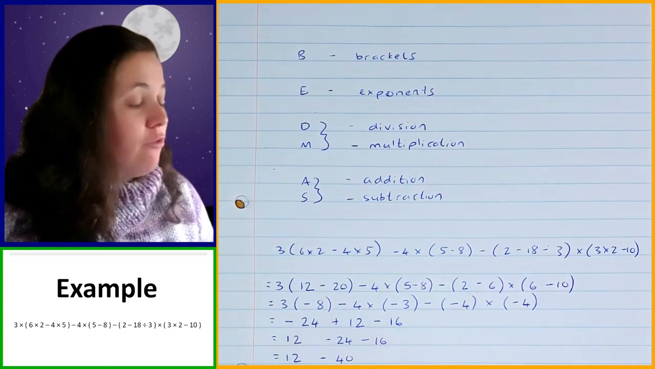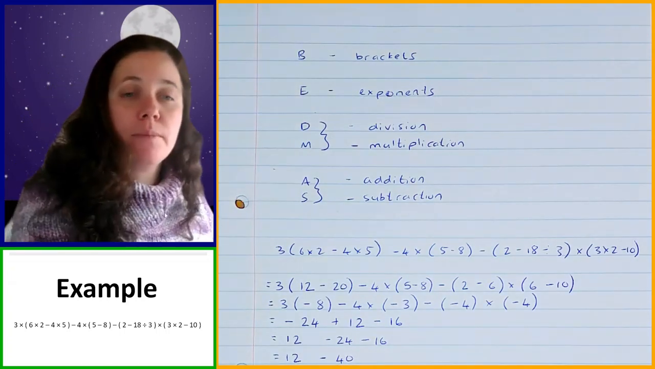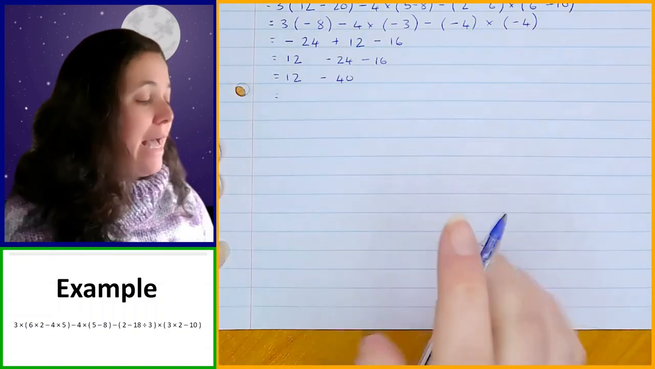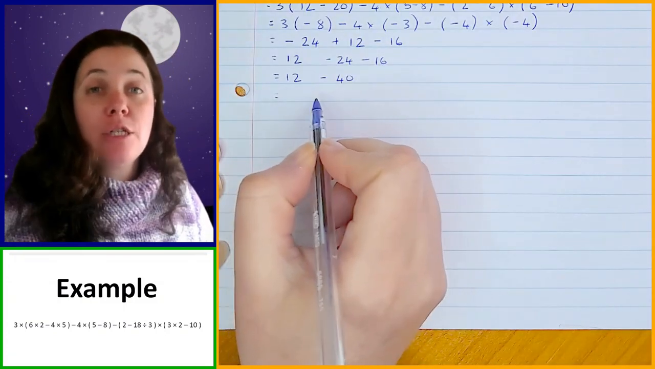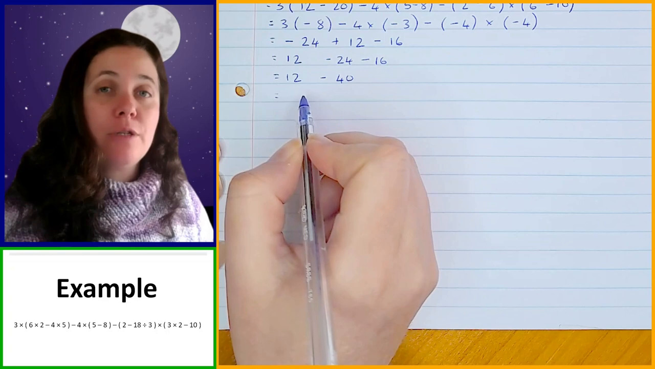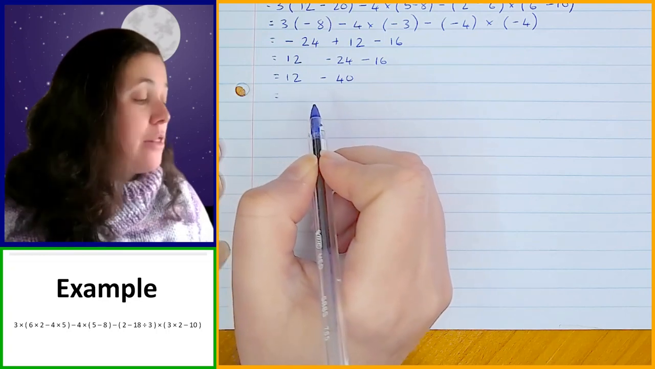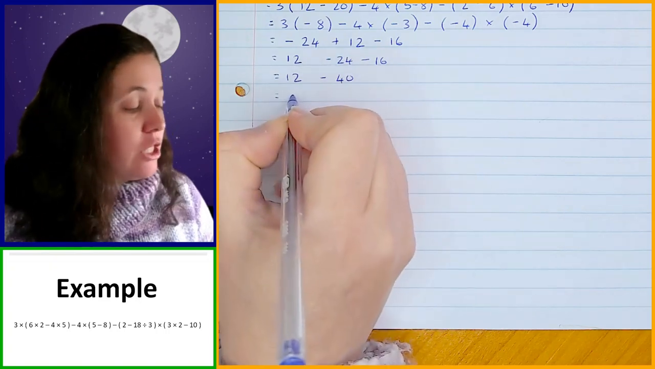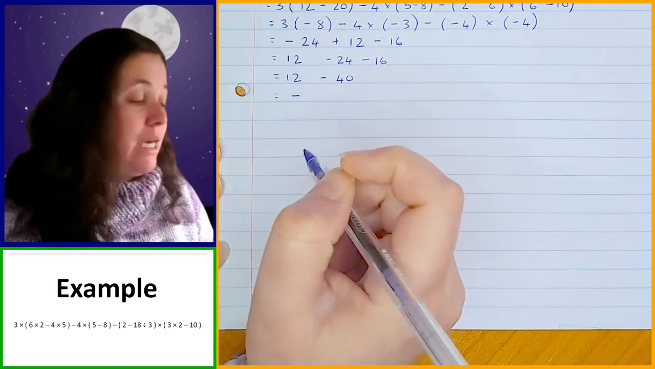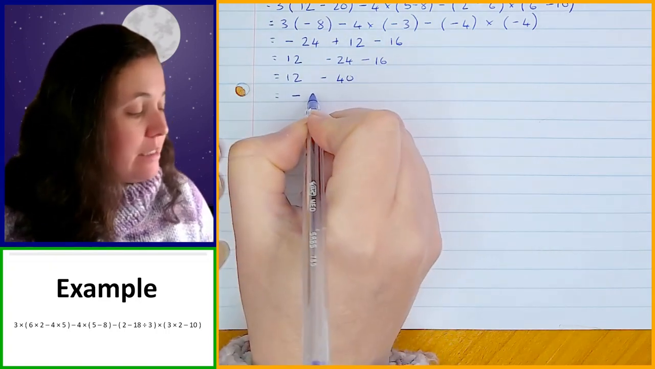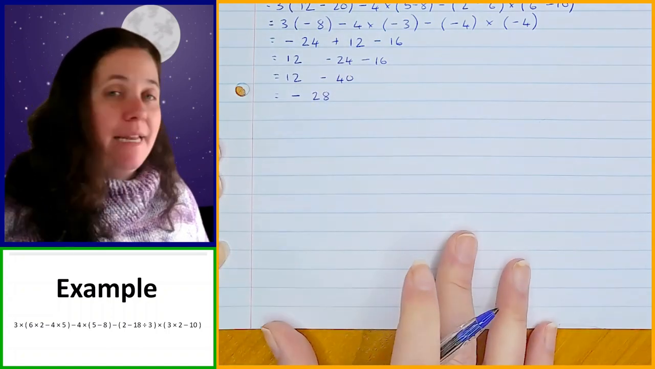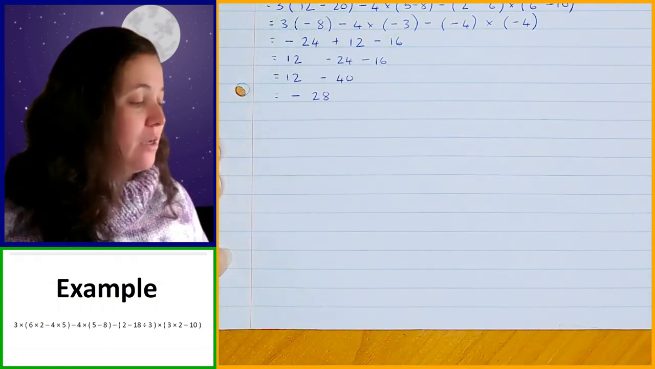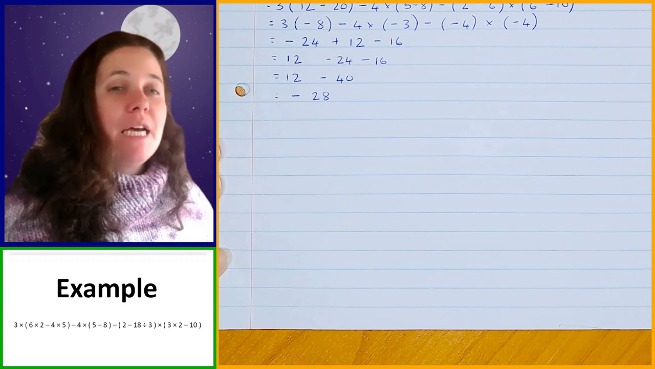So now I have 12 minus 40. And now, because the signs are different, I'm going to subtract the absolute values and keep the sign of the one that has the higher absolute value, which in this case is the 40, which is negative. So my answer is going to be negative. And then I just say 40 minus 12, which gives me 28. So my answer for that one is negative 28. Okay, so that is how you do that example.